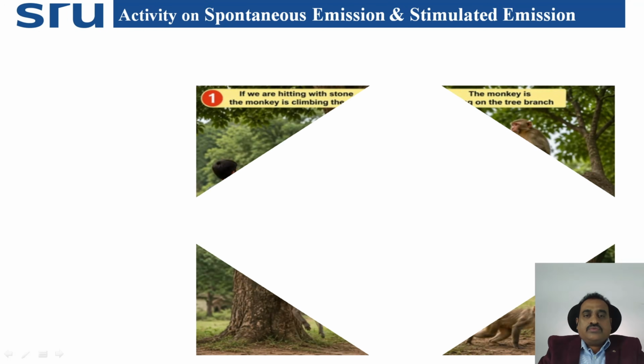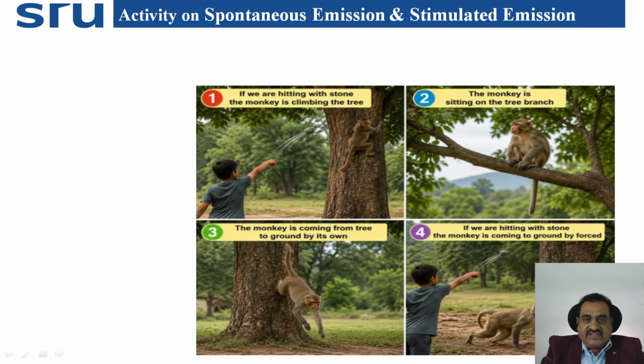So coming to take a small activity. This is the activity on spontaneous emission and stimulated emission of radiation. Now let us take a small activity to understand the words spontaneous and stimulated emission of radiation. Look at the four situations shown on the slide. So first situation, second one, third, and fourth.